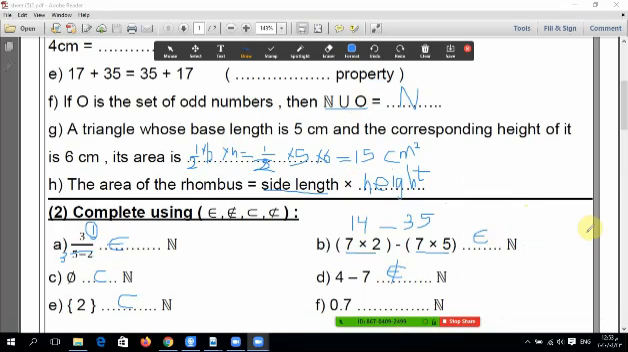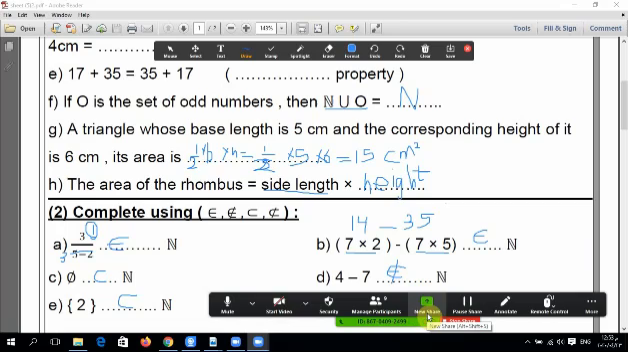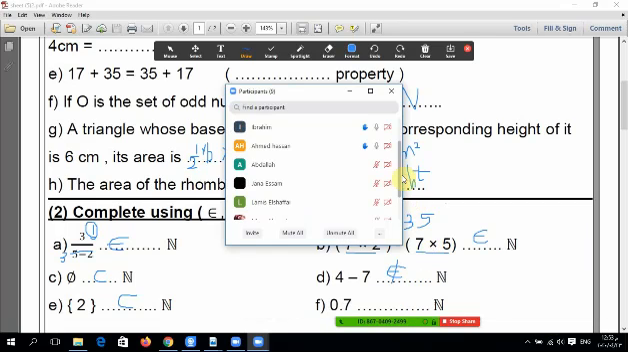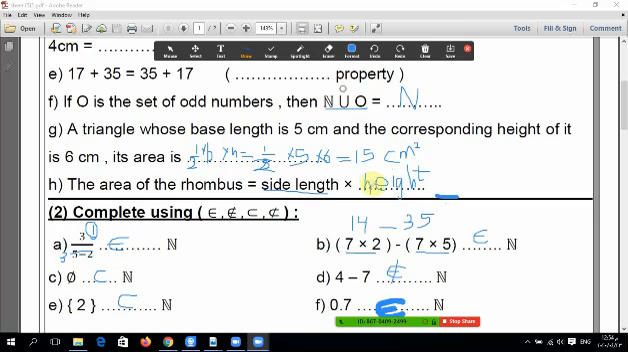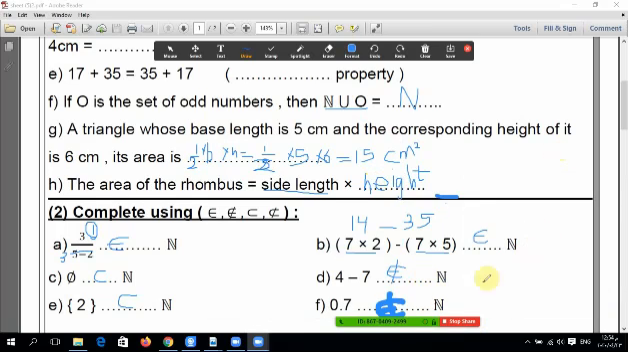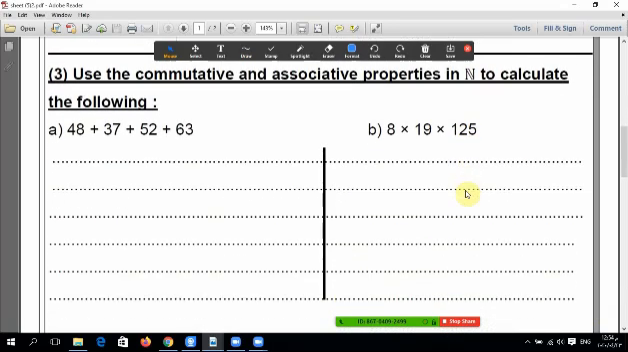0.7 and n. Can you write the answer? Okay, thanks. It does not belong because it's a decimal number. Thanks. I will move to the next questions.